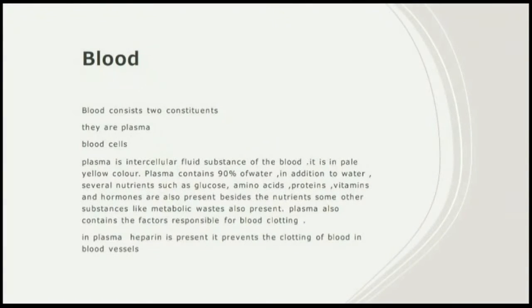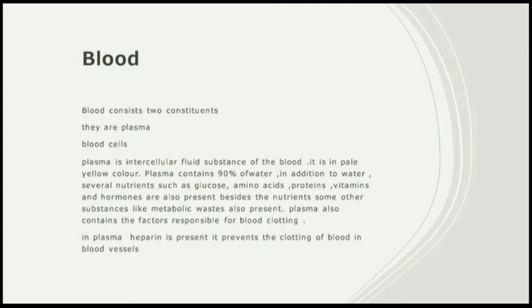Blood consists of two constituents. They are plasma and blood cells. First of all, we will discuss the plasma. What is plasma? It is the fluid part of the blood. It is an intercellular substance present in the blood. This plasma is pale yellow in color.